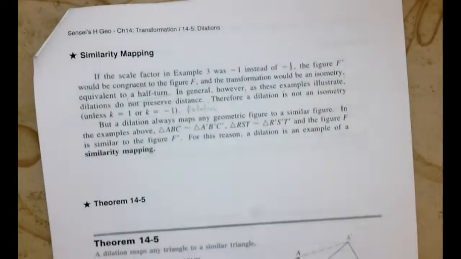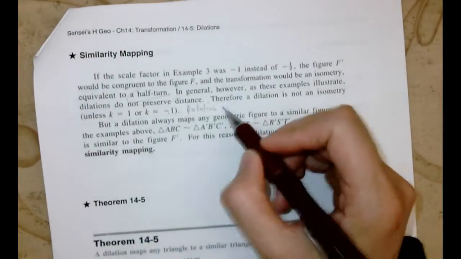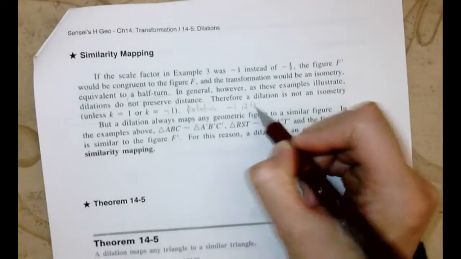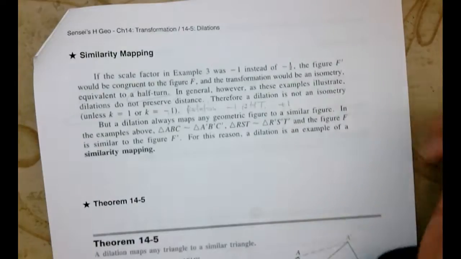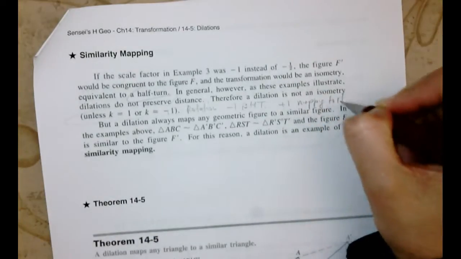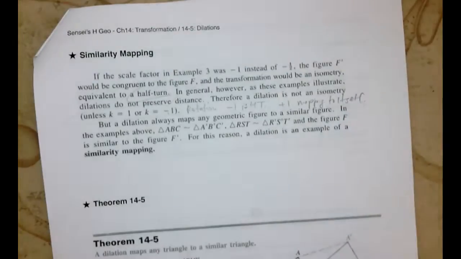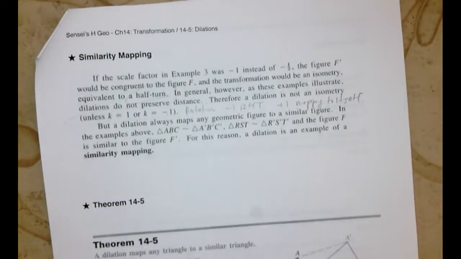Actually, -1 is a half turn. And the positive 1 is just mapping to itself, so it's not even a rotation. But a dilation always maps any geometric figure to a similar figure. In the example above, triangle ABC maps to triangle A'B'C', and so forth. Okay, so it's a similarity mapping.